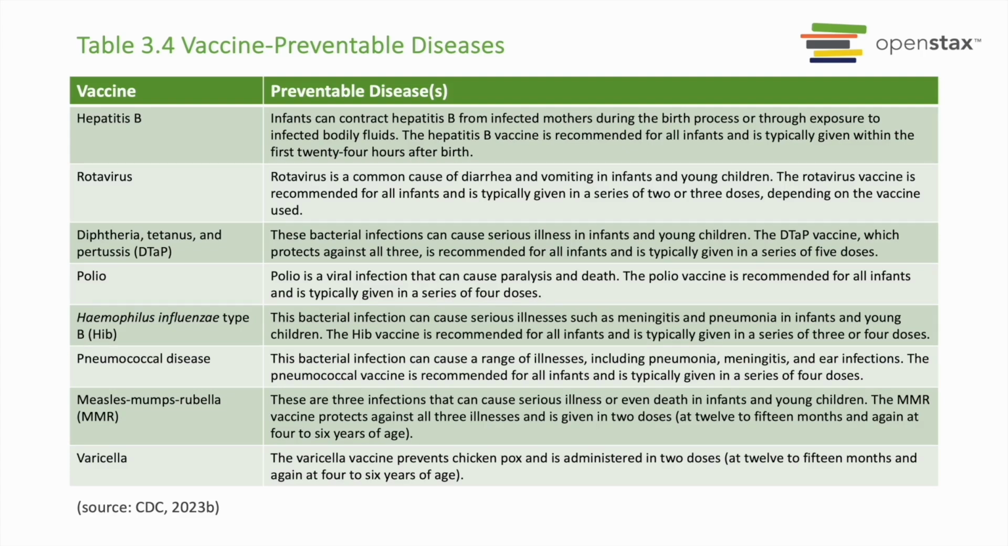The MMR vaccine protects against all 3 illnesses and is given in 2 doses, at 12 to 15 months and again at 4 to 6 years of age. Varicella. The varicella vaccine prevents chickenpox and is administered in 2 doses, at 12 to 15 months and again at 4 to 6 years of age.